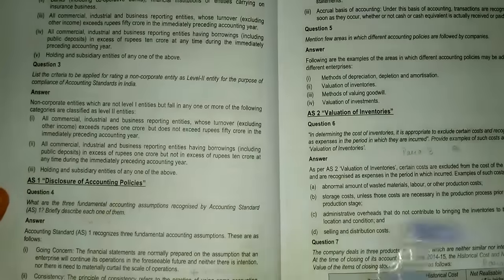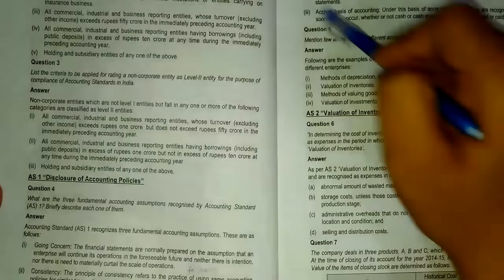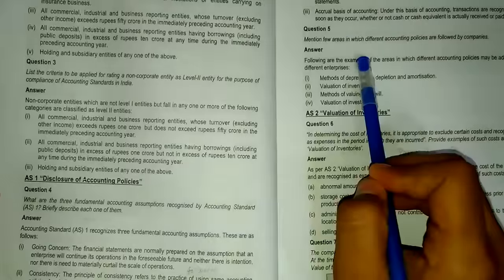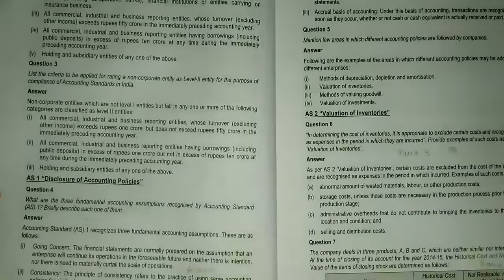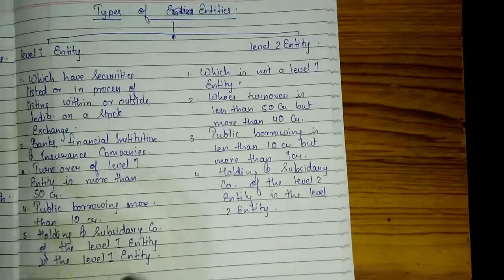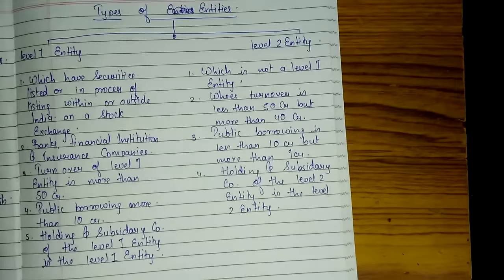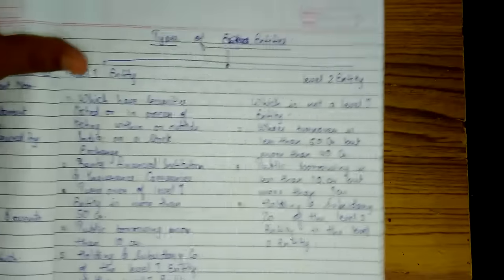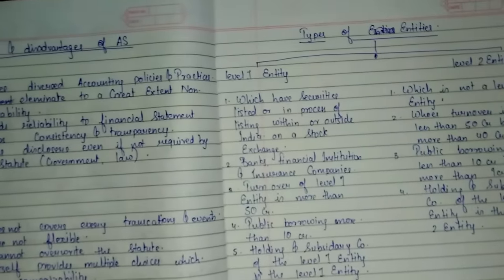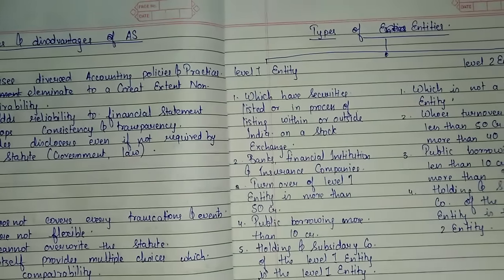Now we are going with AS-1. AS-1 is a small chapter. Only 1 or 2 questions are asked in the practice manual, but this is something very important. You should know what is accounting policy. You all might have studied it in CPT, but there you might not have got a clear idea. Now you will definitely get a clear idea of it. So let's start a fresh page.